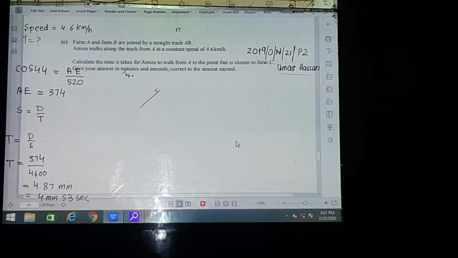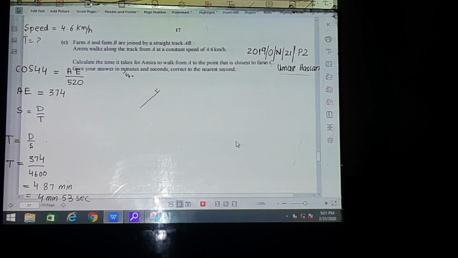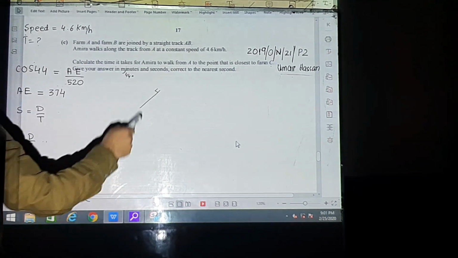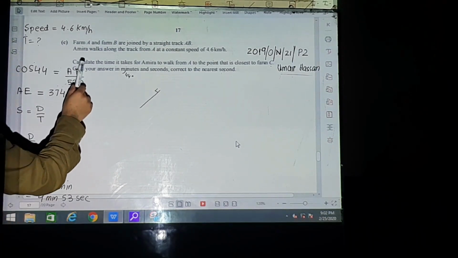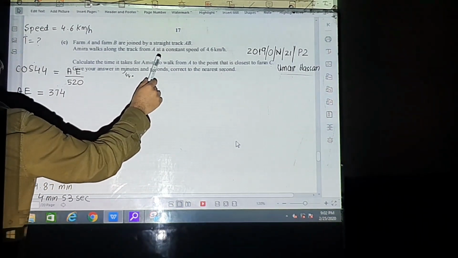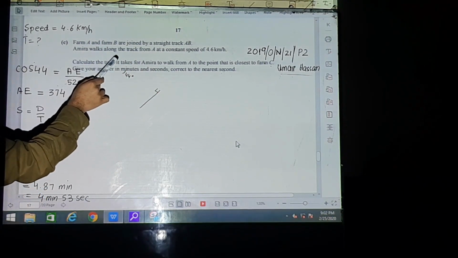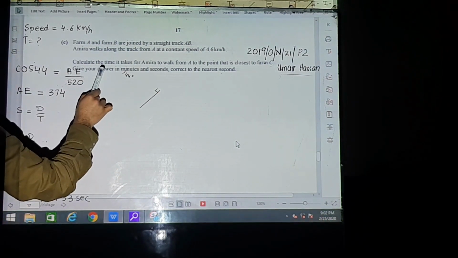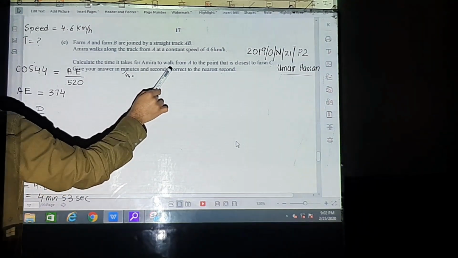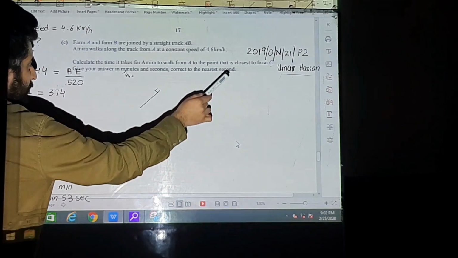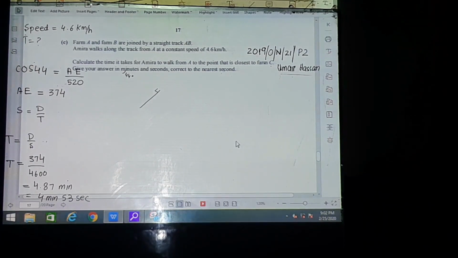Okay, this is part number C for question number 9. Farm A and B are joined by a straight track AB. I will go into the diagram. Amira walks along the track from A and the speed is 4.6 km per hour. She starts from A. You have to find the time it takes for Amira to walk from A to the point that is closest to farm C.